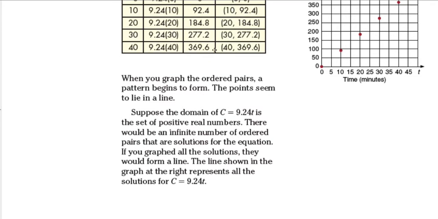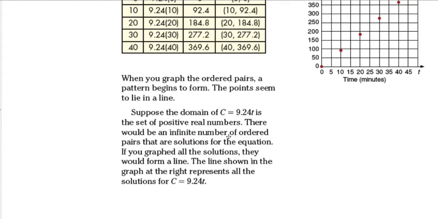Remember what domain is. It is the values of your independent variable. Suppose the domain of C equals 9.24t is a set of real positive numbers. Remember, you cannot have a negative for this one because it won't make sense. There would be an infinite number of ordered pairs that are solutions for the equation.